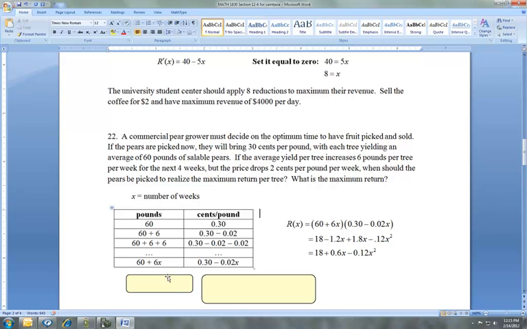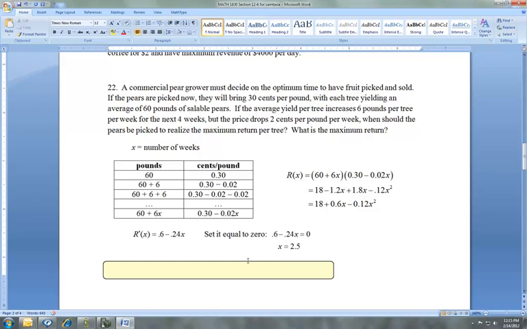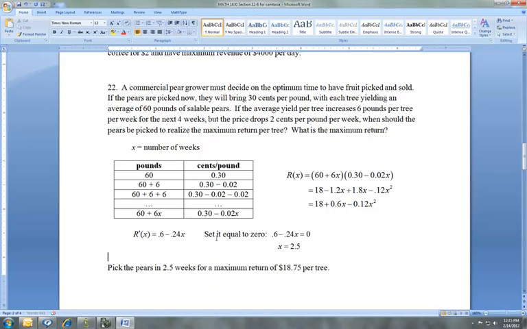Go get our derivative. Sounds familiar. Next thing, set it equal to 0. Now remember what I let x be. I let x be number of weeks. So it looks like, when should the pears be picked? It looks like it needs to be picked in about 2.5 weeks. For the maximum return, you're going to have to take your 2.5 back to your revenue function and see if you come up with that.